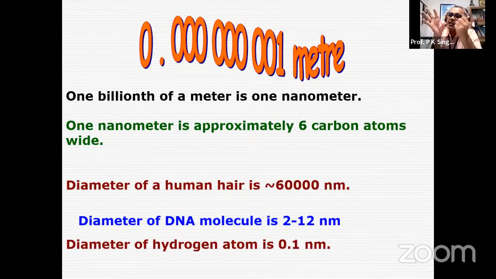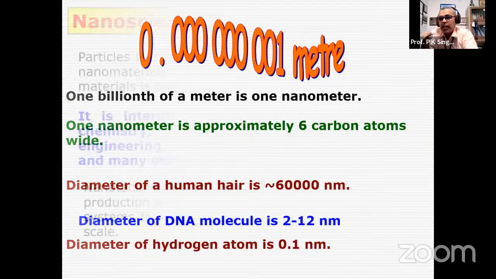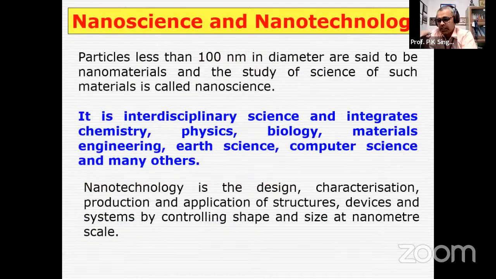That's why you are dependent on experimental tools, like SEM, TEM and other kinds of tools. But I want to tell you that the materials I am going to present to you deal with dimensions from 0.1 to 100 nanometers. The diameter of a DNA molecule is 2 to 12 nanometers. The diameter of a hydrogen atom is calculated to be 0.1 nanometer. So my whole talk is related to nanomaterials and nanotechnology.